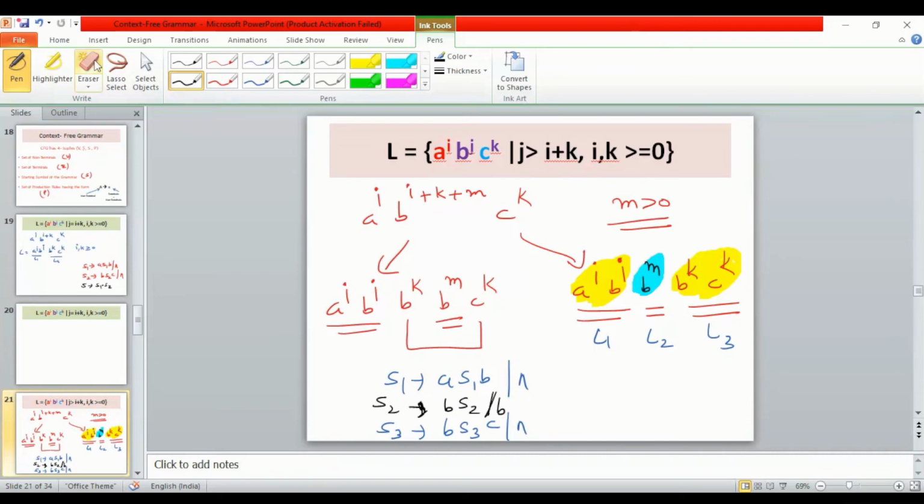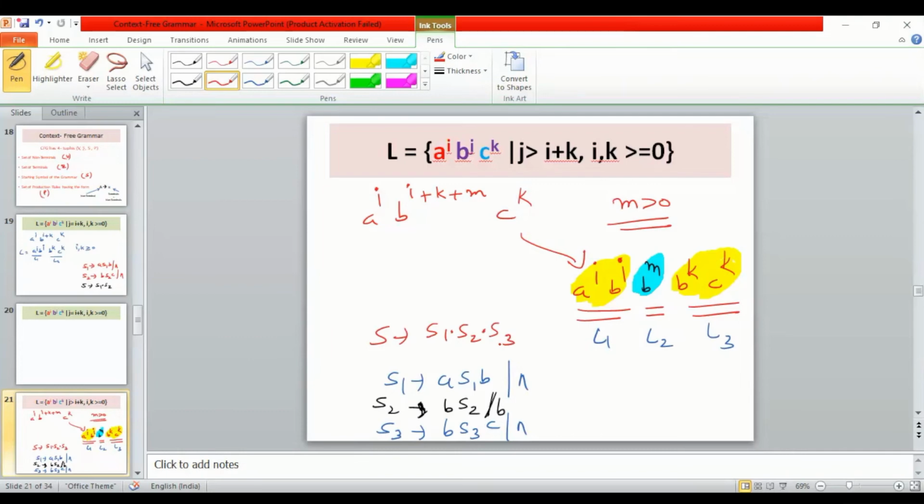And along with that, we'll add one more rule to complete the concatenation part. For that purpose, we have a rule which is written as: from S we'll get S1 concatenated with S2, concatenated with S3. So now we have this complete grammar. Okay, let us derive some strings from this.